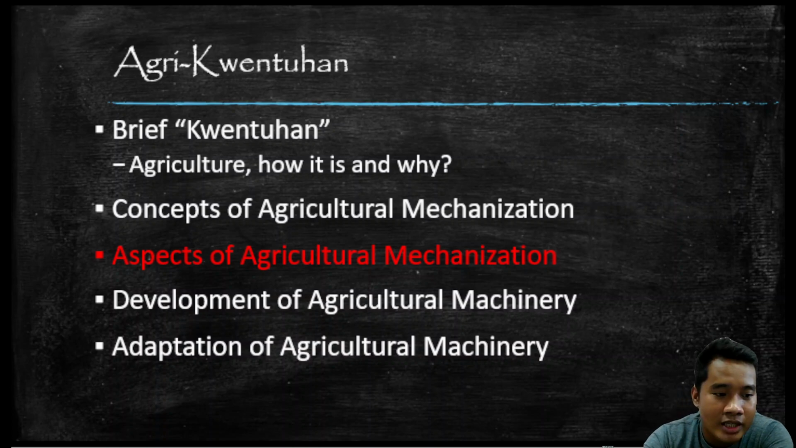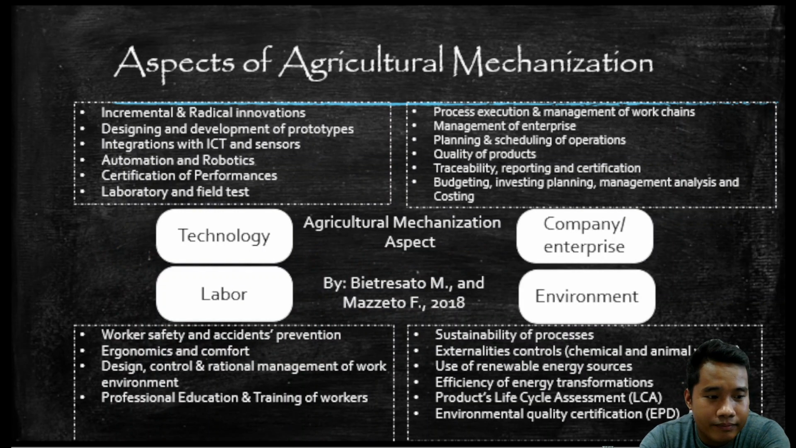So for this time, as a subfield of agriculture, which is agricultural mechanization, let's check some aspects of agricultural mechanization so that we can understand more about how it works, etc. Agricultural mechanization aspects are generally divided into four: technology, the company and enterprises, the third is labor, and the fourth one is environment.